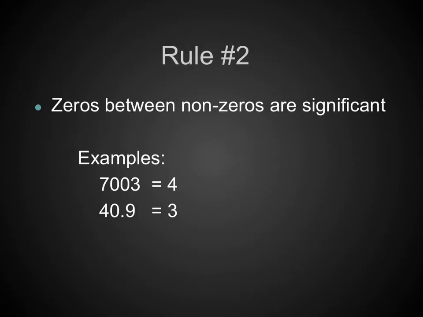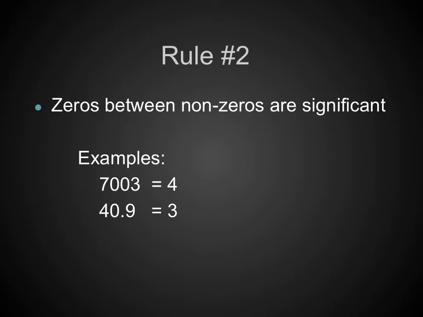Okay, now we have to talk about zeros. And zeros can happen in 3 different places. This is how I think of it. Zeros can show up in the beginning. They can show up between non-zeros, or they can show up at the end. Well, we're going to go with rule number 2, where the zeros are between the non-zeros.